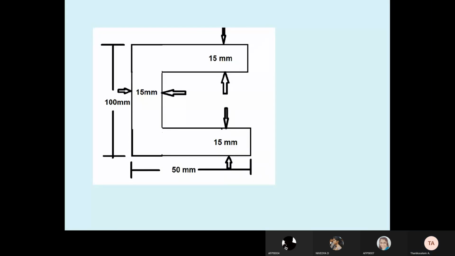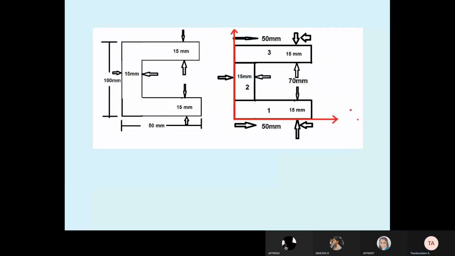Okay, now draw the reference axis. What is the first step? Students, reference axis. I draw the reference axis. What is the procedure for the reference axis? X-axis at the extreme bottom end. Y-axis at the extreme left end. That's the first step. What is the second step?